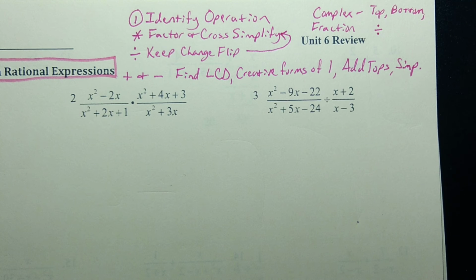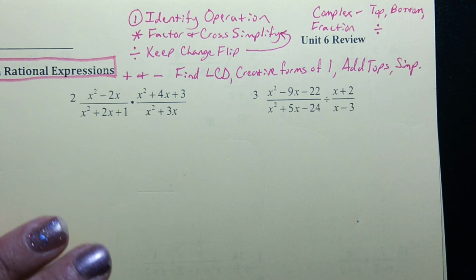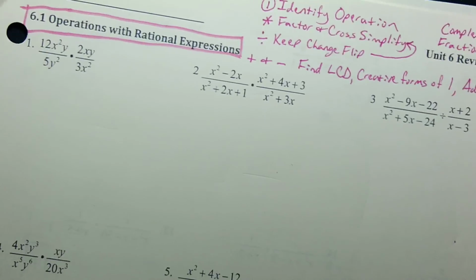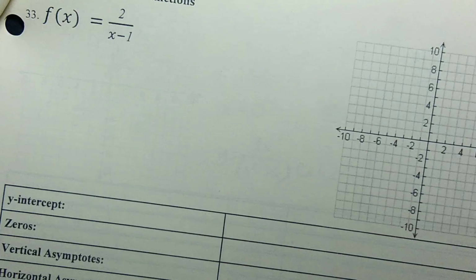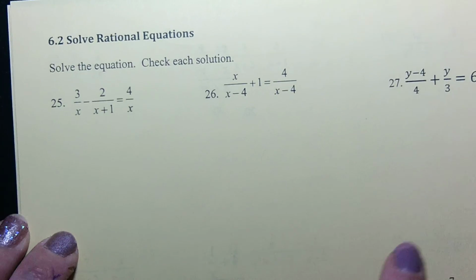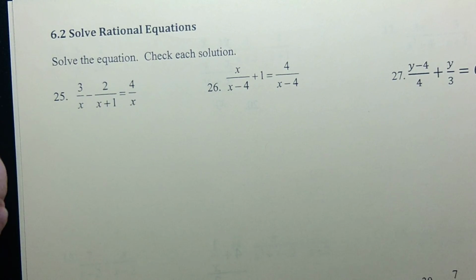And again, folks, these are just kind of shorthand notes. If you are not sure what some of these things mean, you can always go back and reference your notes as you are working through these. But this is kind of a shorthand of everything that happened with those operations. In the next section, 6.2, solving rational equations.